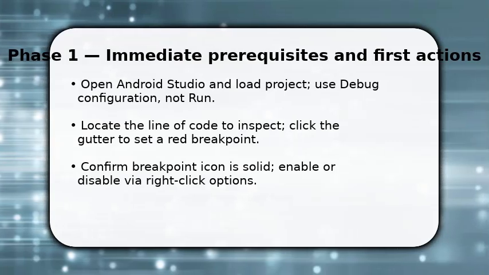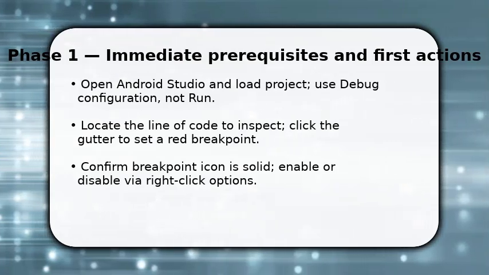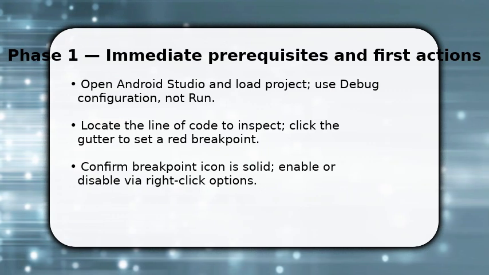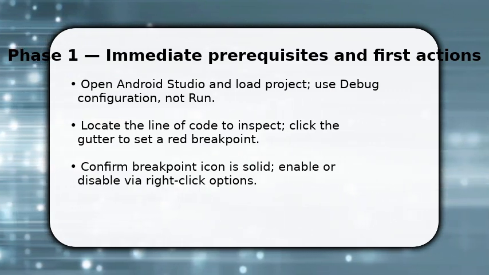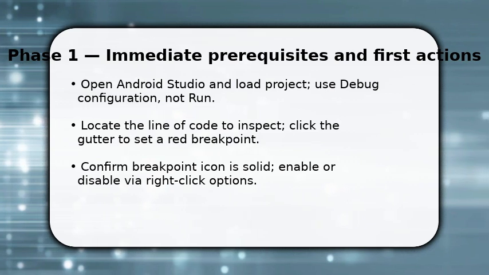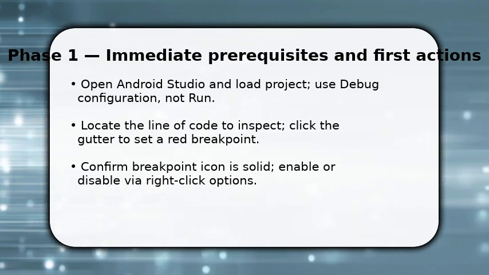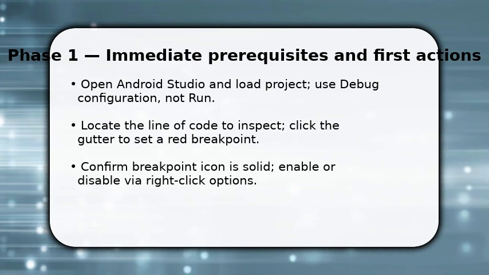You start by opening Android Studio and selecting the debug configuration. This ensures your app runs with a debugger attached. Next, find the exact line where behavior changes. Click the left gutter to drop a red breakpoint so execution will pause there.